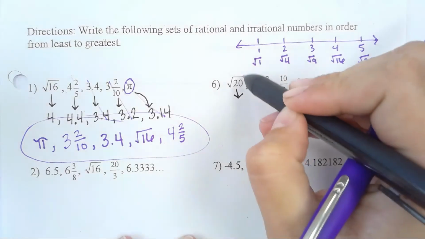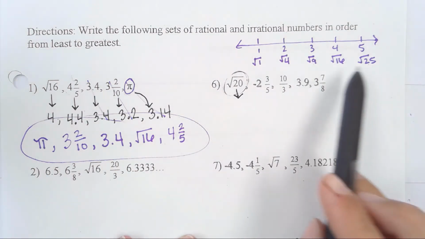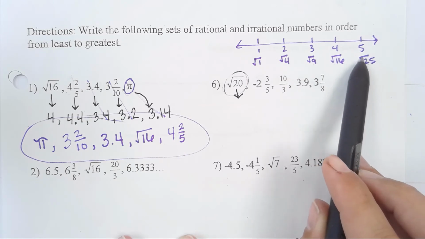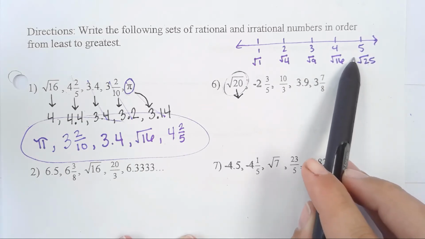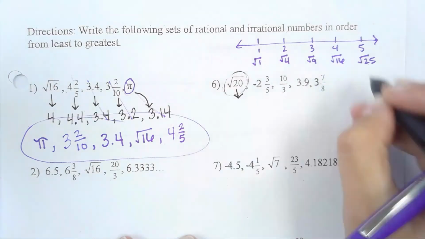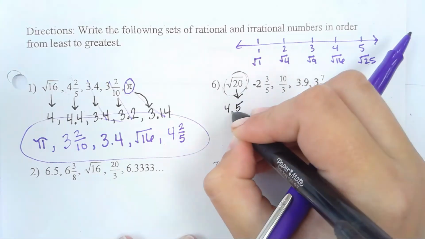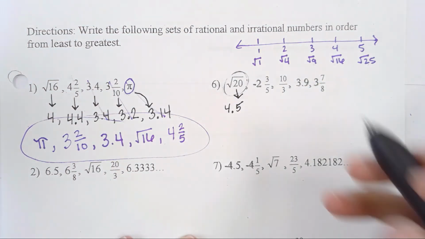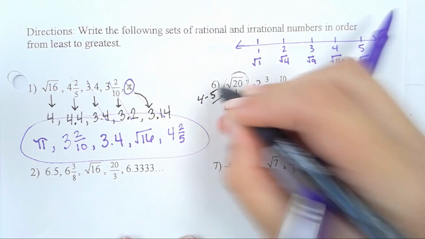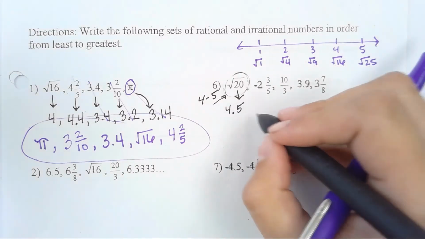So if I want to figure out what this decimal might be, notice where the square root of 20 would fall. It would fall in between 4 and 5, and it's somewhat in the middle. So I would approximate the square root of 20 as about 4.5-ish. And we may not even need to approximate it into a decimal. We could just say that the square root of 20 is a number between 4 and 5. Okay, so we're just going to leave it as that.